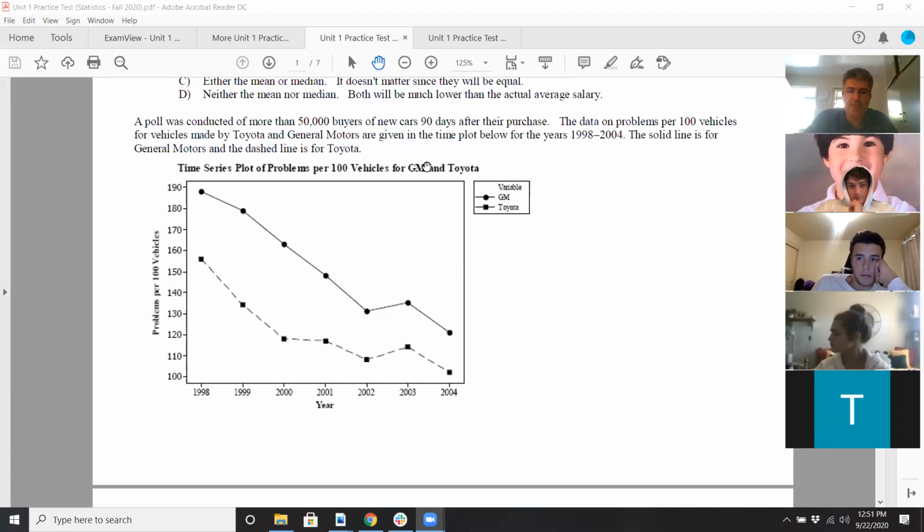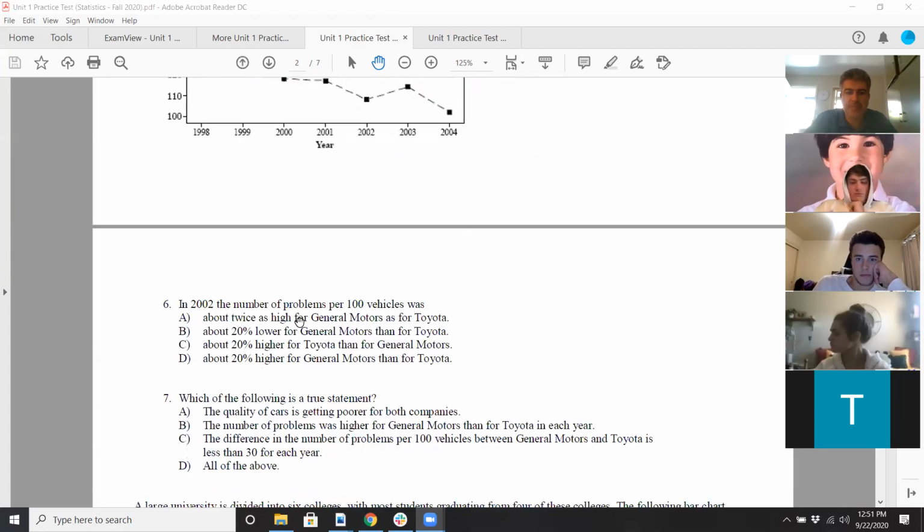So like in the year 2002, Toyota reported about 110 problems for every 100 vehicles. So for 100 vehicles, on average, every car at least had a problem. Maybe some cars had 2 or 3 problems. Or maybe some cars had no problems, but one car had 10 problems. I don't know. There's just a collective way of looking at data. What are the questions regarding it?